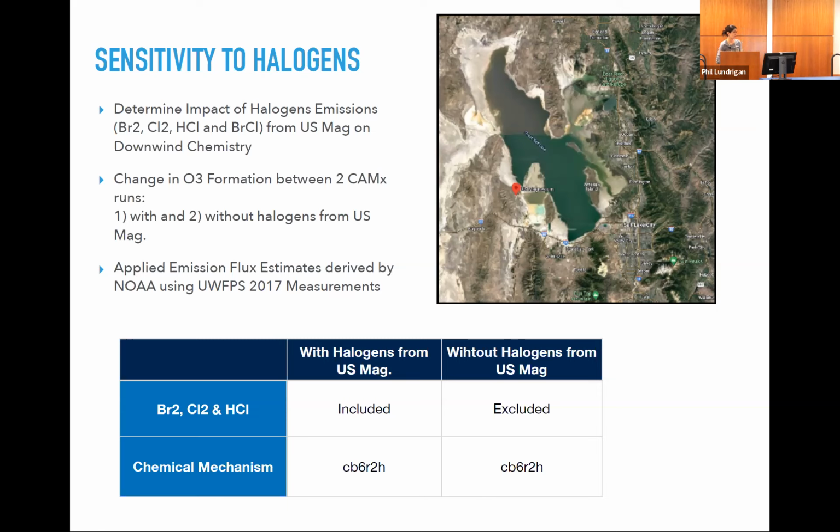So now we're wondering if that same chemistry is happening in the summer. So what we did, again, was a sensitivity analysis, but this time we ran ChemX twice, one with and one without halogens from US Magnesium. For this run, we reverted back to the CP6R2H chemical mechanism in ChemX. So it's older than CP6R5, but it does include the full halogens chemistry, which Ramble is now in the process of developing as CP6R5H for us. So at some point we'll rerun this.